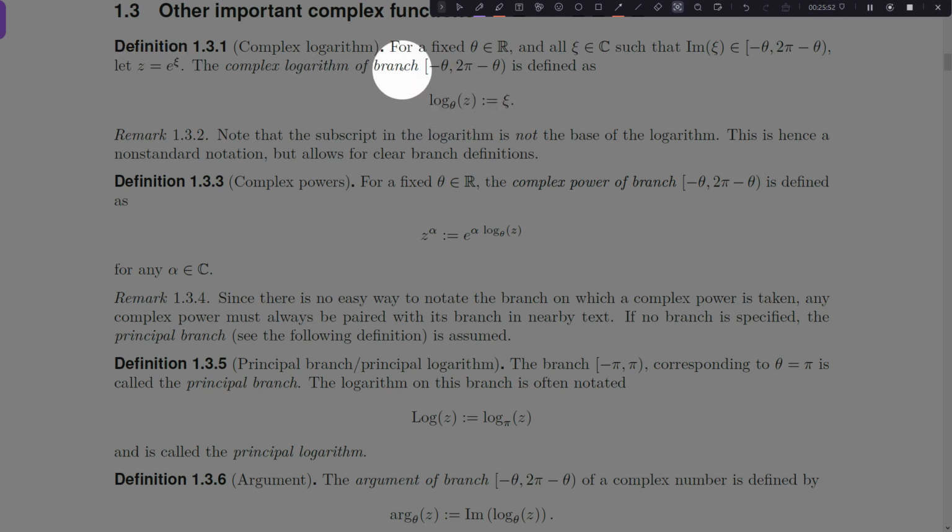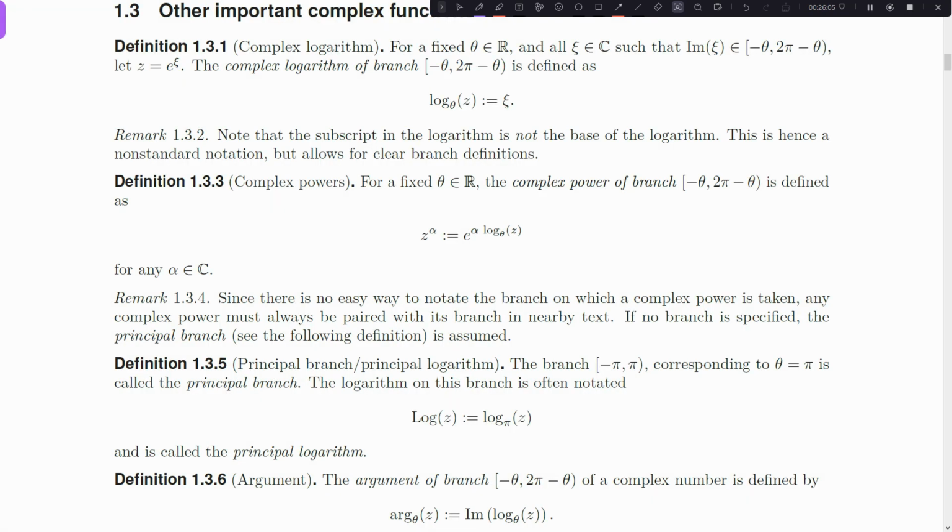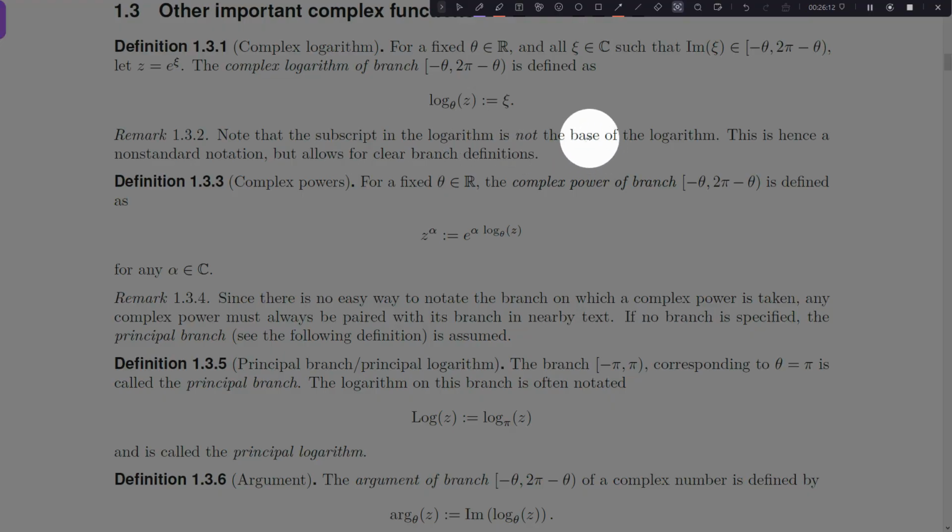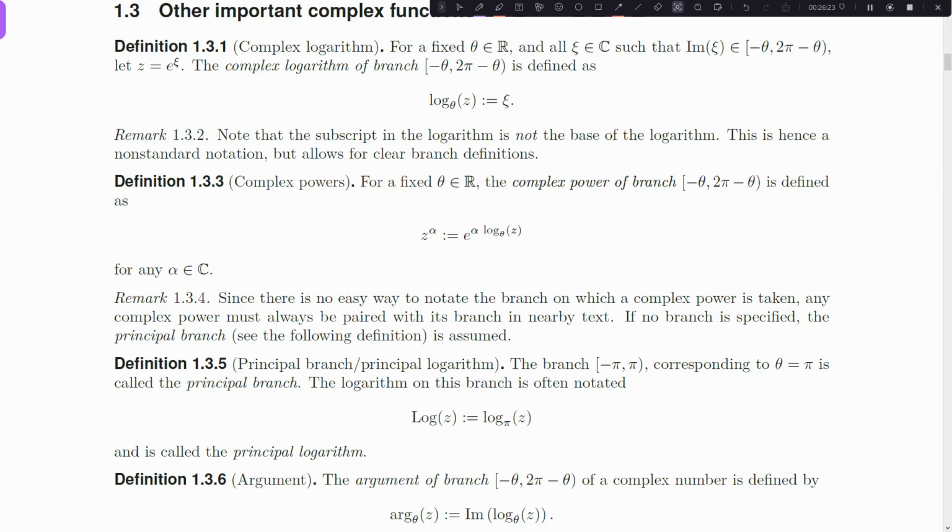But technically, we need to include this branch, what we call a branch, and we just need to verify that the power is not sitting anywhere else other than that specific branch. So in my case, we want to be careful. The subscript of the logarithm is not actually the base of the logarithm. Theta is not the base here. It's telling me where I need to restrict my imaginary part of this c that I'm going to be equal to. Now, if this doesn't make too much sense, you don't have to worry. We're not going to be using these logarithms too much. This section is more of a reference manual for if you ever have any questions about complex numbers, you can come back to this section.